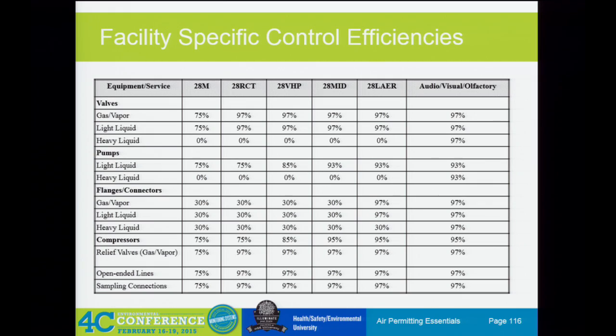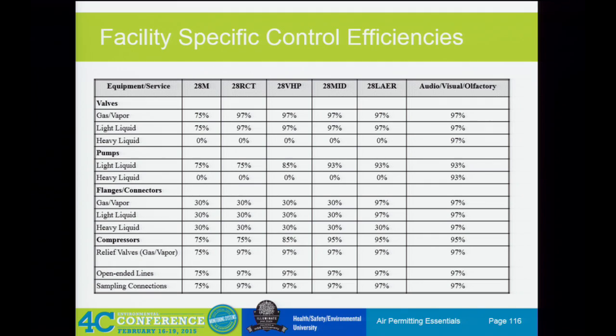Can you get higher efficiency on what? That's right. So like 28 LAER is what you would use in a non-attainment area, and it has higher efficiencies than VHP because it requires higher frequency testing. You have to go around and check your valves more often, and I think in some instances it has a lower leak definition, but I don't know all the ins and outs. So you have different options in what you choose.